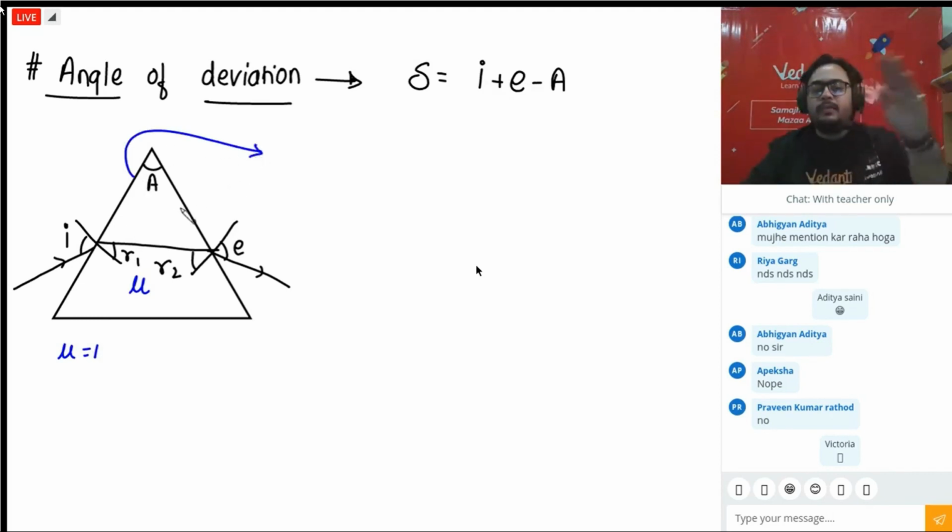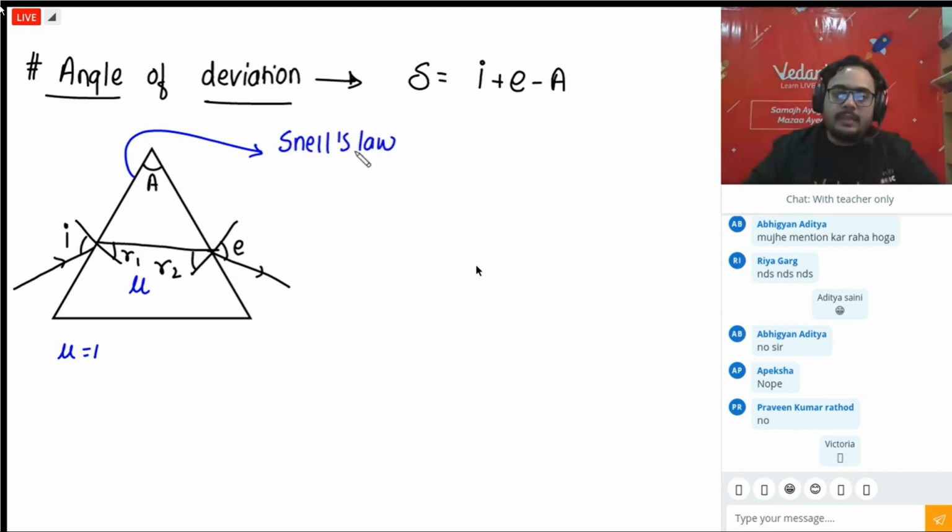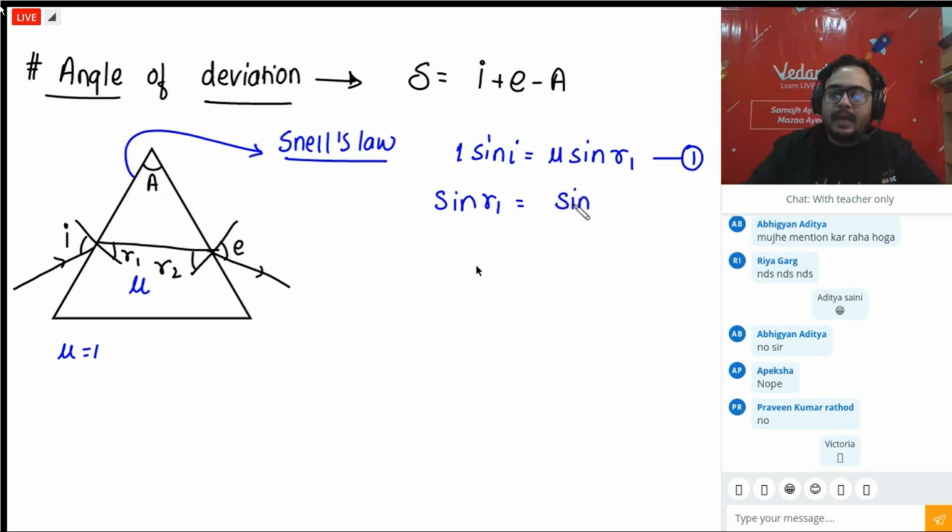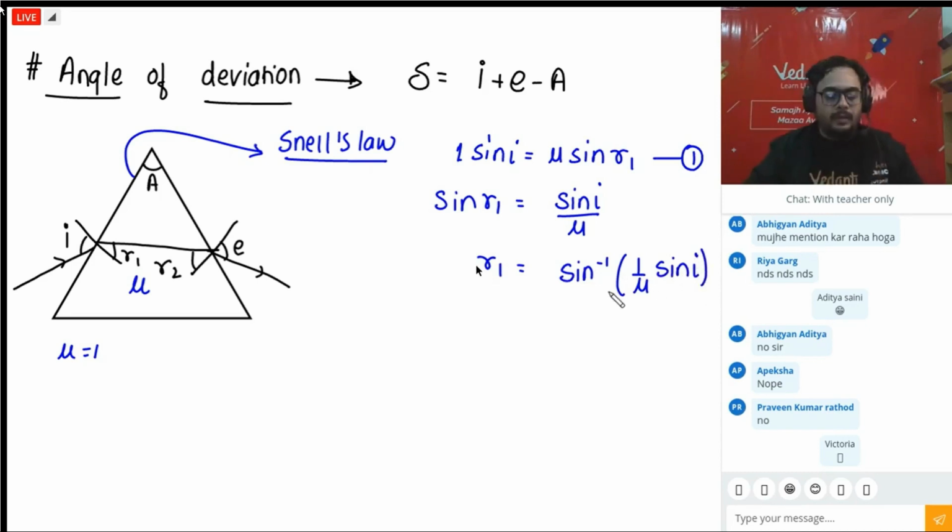So what do we do on this surface? Komal, you can understand from here what I did. Snell's law. When you apply Snell's law, you can say 1 sine I is equal to mu sine R1. Am I correct? So what will be R1? You can say sine R1 is equal to sine I by mu, or R1 you can say is sine inverse of 1 by mu into sine I. Is it correct or not? Am I doing it correct or not?